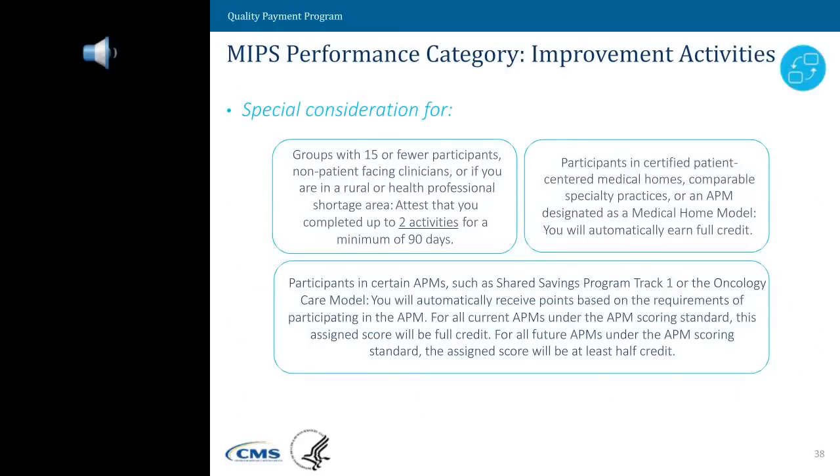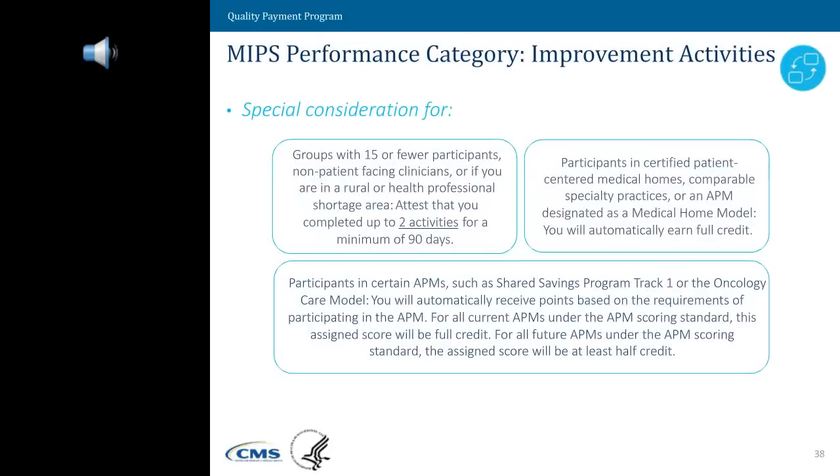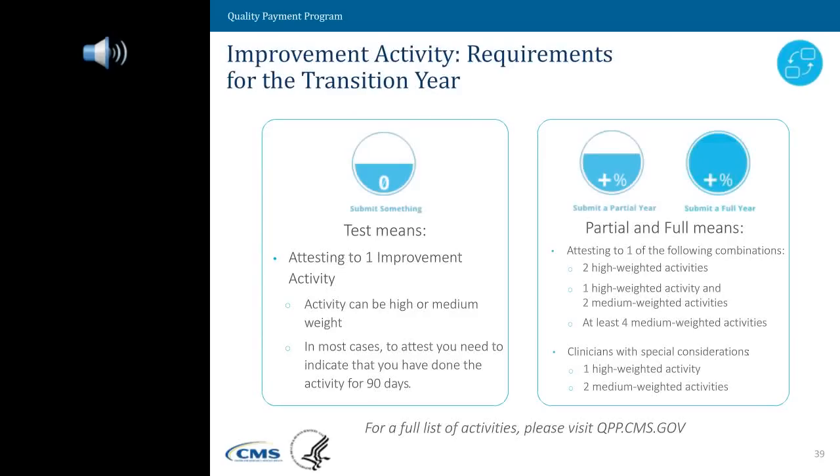So let's move on to slide 39. What do improvement activities mean for the Pick Your Pace? Test means attesting to 1 improvement activity for 90 days. Partial and full mean attesting to either the maximum of 4 activities, or, depending upon the activities you select, you may have to do a little bit less. We do have a high weighting and a medium weighting of these activities. So you could do 2 high-weighted activities or 4 medium activities or any combination to get you there.